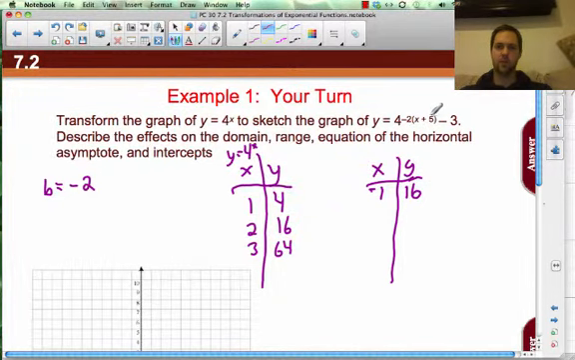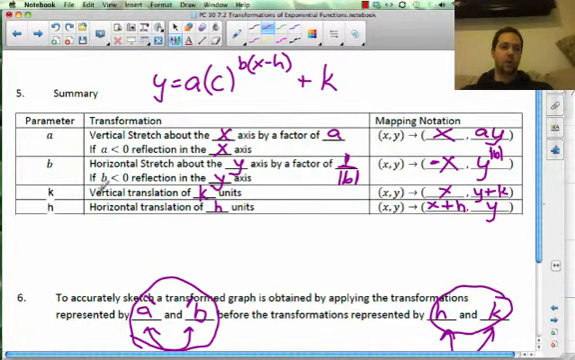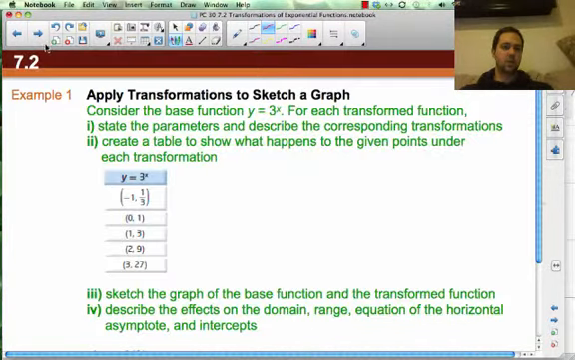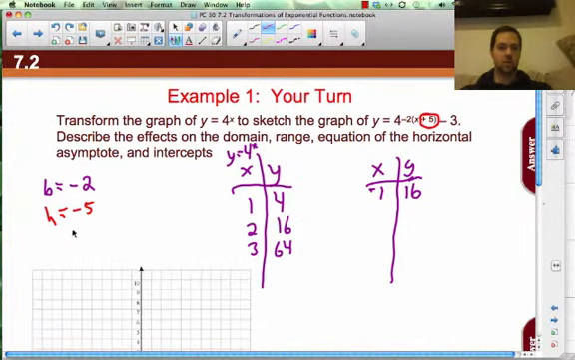So we also have some other values. We have an h value. Now this says plus 5. In our formula, it's x minus h, so our h value is actually minus 5. So let's go back and take a look at what our h value does. H is a horizontal translation of h units. So if we have minus 5, we are translating negative 5, which is 5 to the left. So instead of negative 1, we move 5 more to the left, and we get negative 6. So that would be negative 6 and 16.